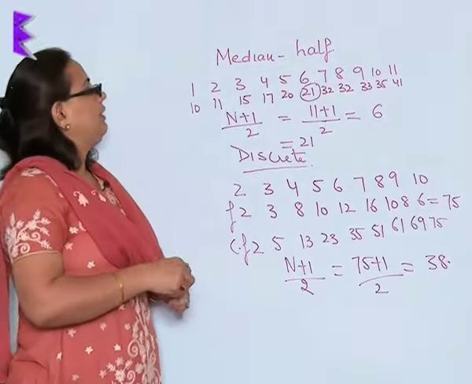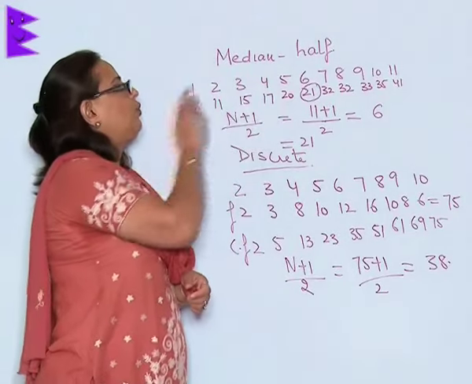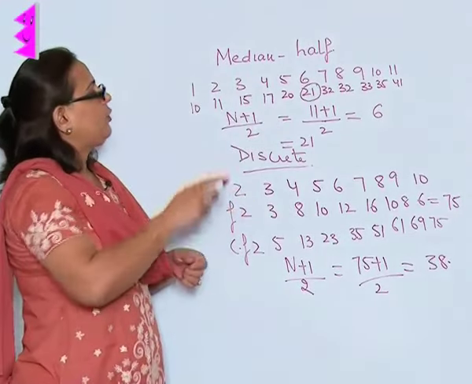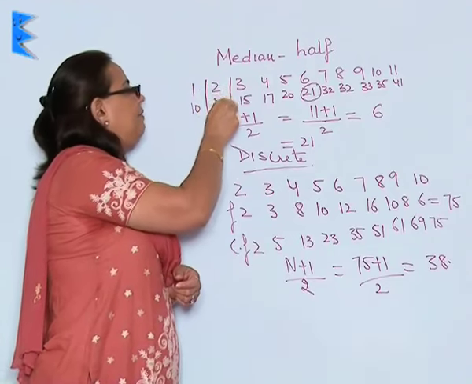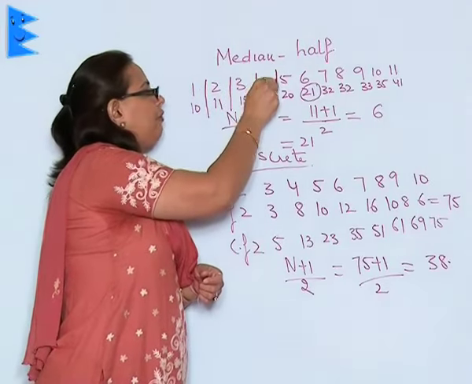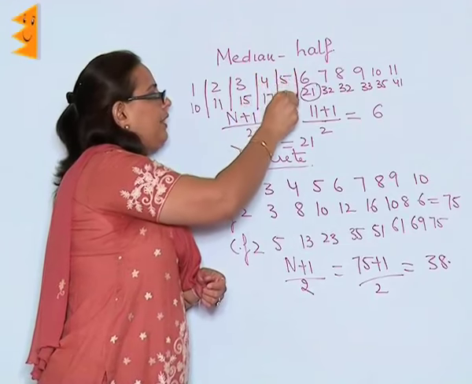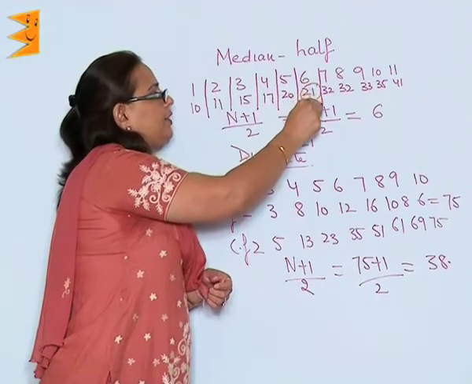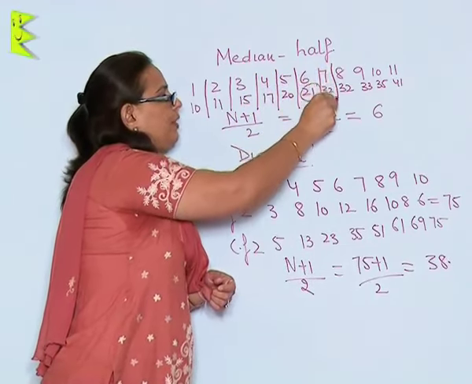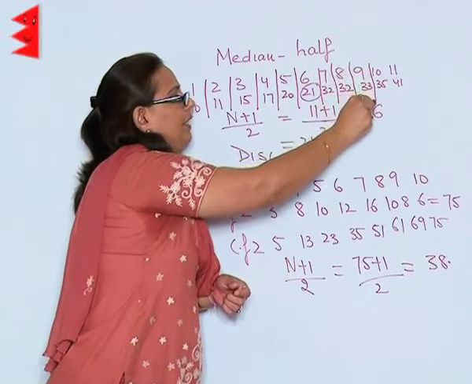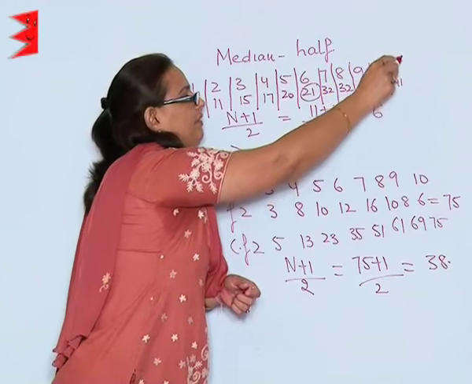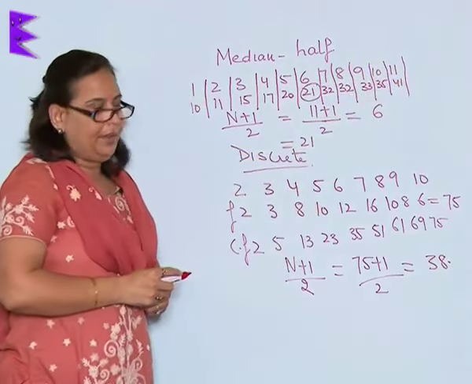In the individual series, we have 11 students and the marks obtained by them are: the first student gets 10, the second one 11, the third one 15, the fourth one gets 17, the fifth one gets 20, the 6th student gets 21, the 7th student gets 32, the 8th student gets 32, the 9th one gets 33, the 10th one 35, and the 11th student gets 41.